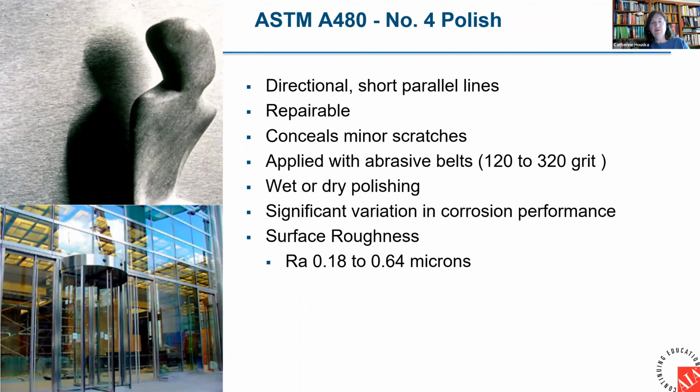A number 4 finish can vary substantially in appearance. It has short parallel directional lines when applied to sheet or strip. It is somewhat repairable, but generally you're going to end up with a hairline finish, which I'll talk about next. Please do not use grit to specify this finish. You could have 2 finishes with the same grit that look very different. Always use the surface roughness, gloss, and other characteristics to specify.